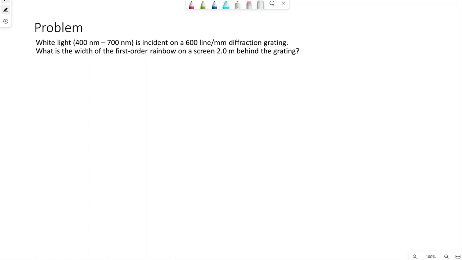We have an example problem here. White light between 400 and 700 nanometers is incident on a 600 line per millimeter diffraction grating. What is the width of the first order rainbow on a screen 2 meters behind the grating?